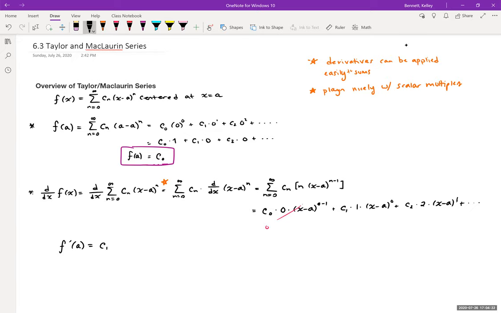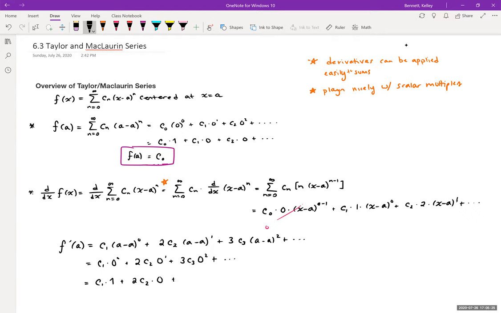So I'm going to get c1 times 1, which is just c1, times (a minus a) to the 0th power, plus 2c2 times (a minus a) to the 1st power, plus 3c3 times (a minus a) to the 2nd power, and so on and so forth. And so this becomes c1 times 0 to the 0 plus 2c2 times 0 to the 1st power, plus 3c3 times 0 squared, plus so on and so forth. So the only term that survives is when we have 0 to the 0th power, which is 1. So this becomes c1 times 1 plus 2c2 times 0 plus 3c3 times 0, et cetera. And so this will just simplify to c1.